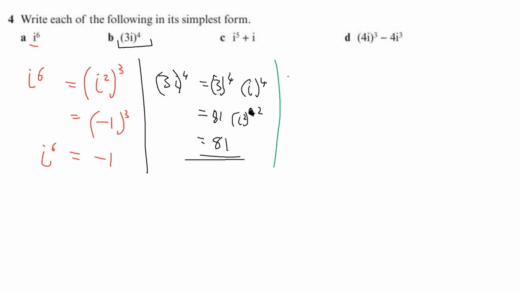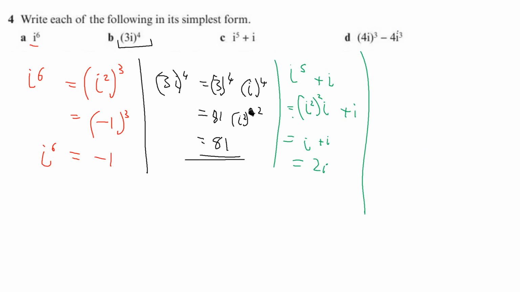Now let's look at part C. Part C, we have i to the power of 5 plus i, right? i to the power of 5 is the same as i squared squared times i, plus i. i squared squared is the same as 1, so this is the same as i plus i, which is 2i.